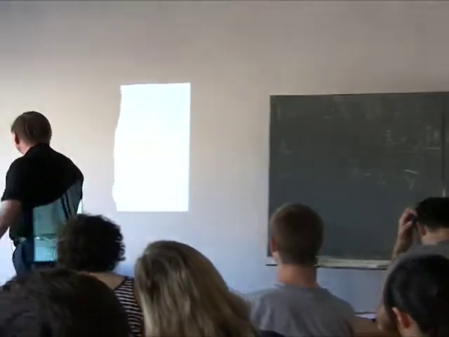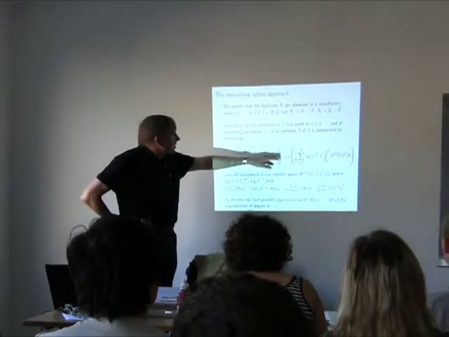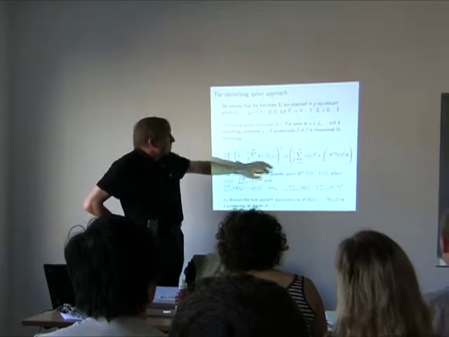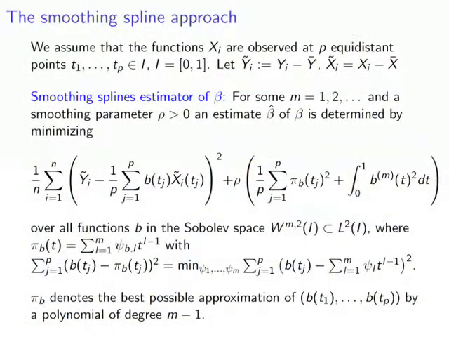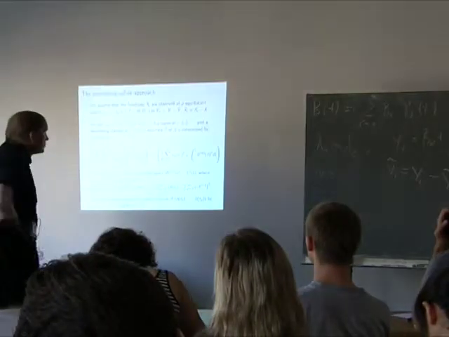Subtract the means. What you see here is just something like the residual sum of squares for a fixed beta, for a fixed b. And now we have here a penalty, where we penalize non-smoothness of the slope function. You see, that's the model. You have your slope function, which shouldn't be too wiggly.